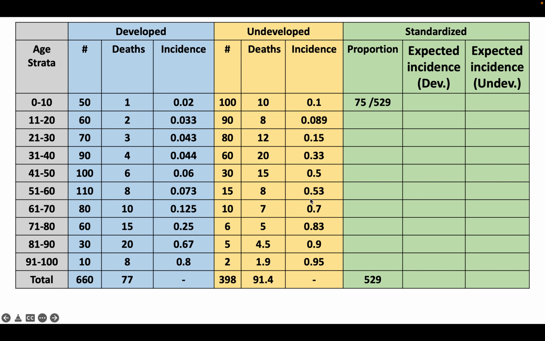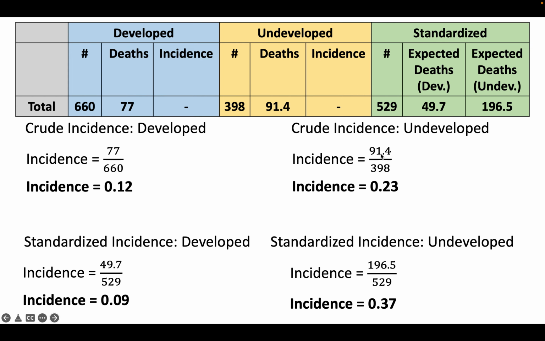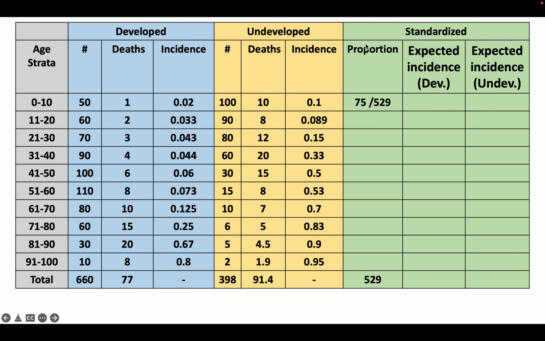Another thing we could have done that some people might find more intuitive is, you'll remember here we had the number of people in each age strata, but if we were to use the proportion of those age strata, then we'd get a weighting, basically. So there's 529 people in total, and we have 75 that are 0 to 10. So that gives us a weighting of 0.142, and we can multiply the incidence in the developed country by this weighting to get an expected incidence in this strata. So basically the amount of the total incidence being contributed by this strata.